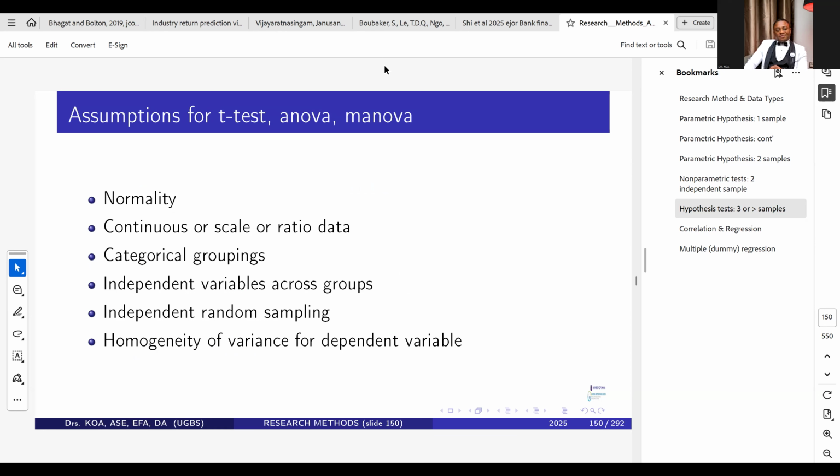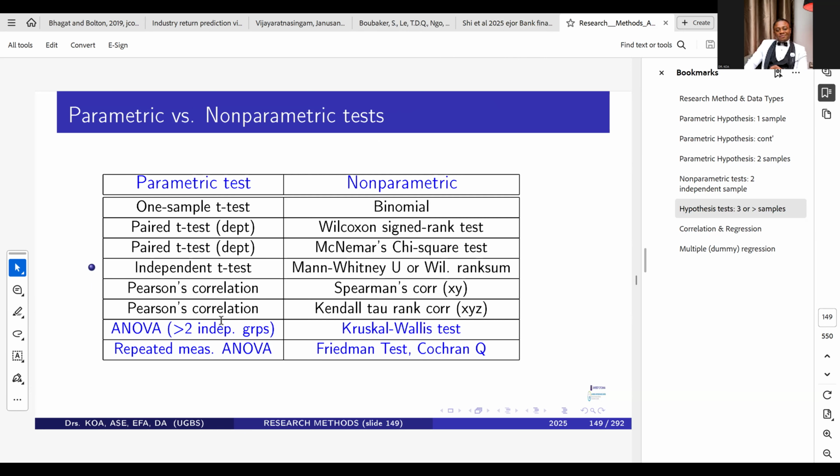So ANOVA is for samples that are 3 or more. Write it down. ANOVA is for 3 or more samples. Of course, you must have seen it in the table. Another way of saying it is 3 or more than 2. Remember, we are looking at samples where the groups are independent of each other.